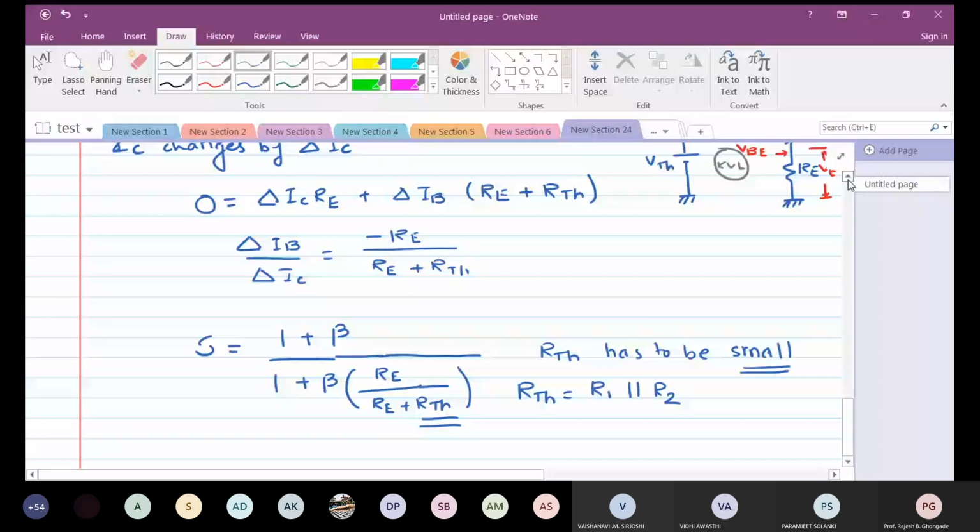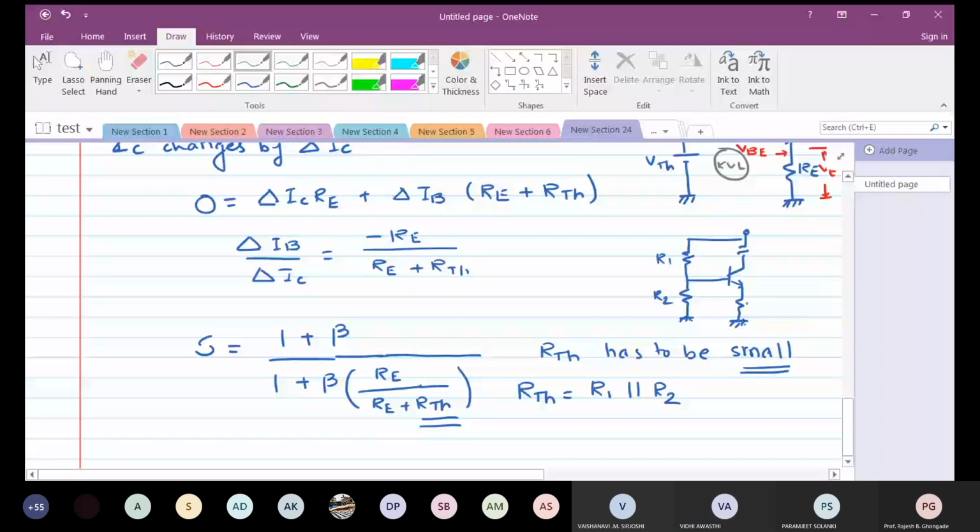If you recollect, you have already seen this. I'll just reproduce the circuit for you. So this was the circuit, and then we derived the VTH and RTH. So this is R1, R2. For RTH to be small, the combination R1 parallel R2 has to be small, which means that R1 and R2 both need to be small. Are you getting this?